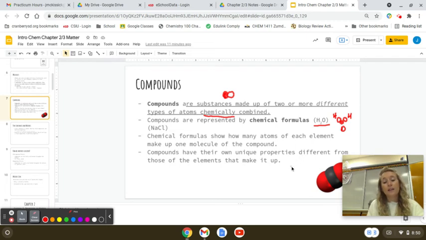And then compounds have their own unique properties different from the elements that make them up. So water does not have just the properties of oxygen or just the properties of hydrogen. It has its own new properties that it makes when those chemically combine, okay? So that's a compound.